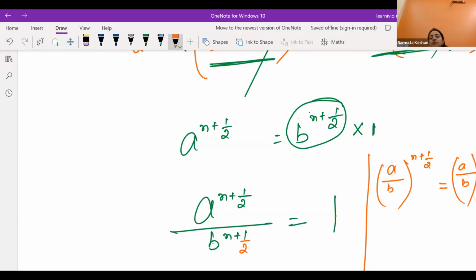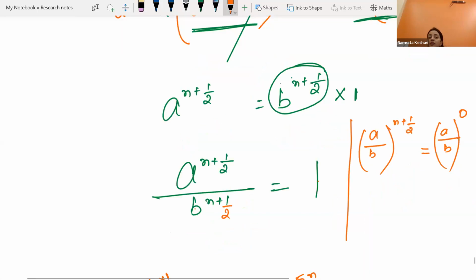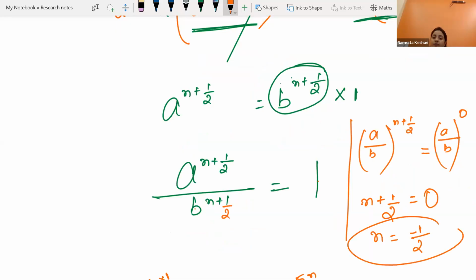We can say that. And our motto was still clear to us that we don't want a and b relation and one. We want to find the value of this n, and can we say that n is minus 1 by 2? Getting it?